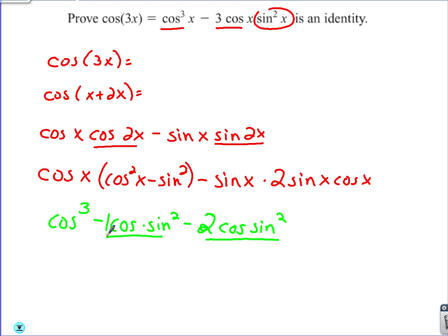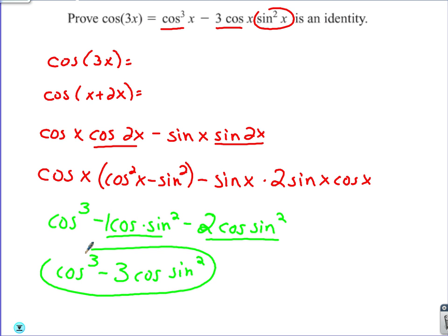So I got cosine to the third x minus 3 of those now, right? 3 cosine sine squared, which is actually what we're trying to prove. Worked out. So we have proven it is an identity.